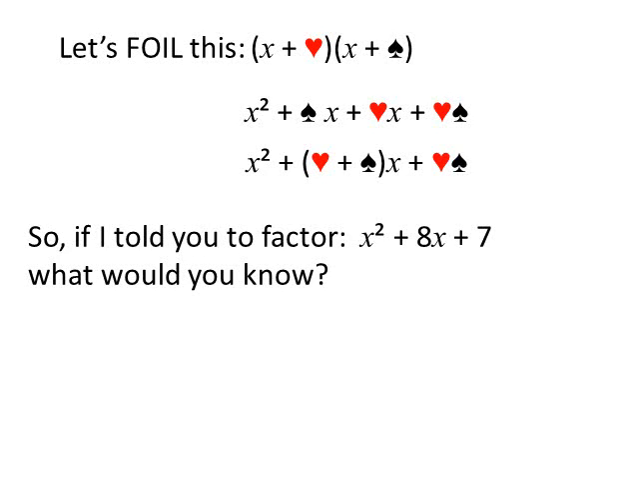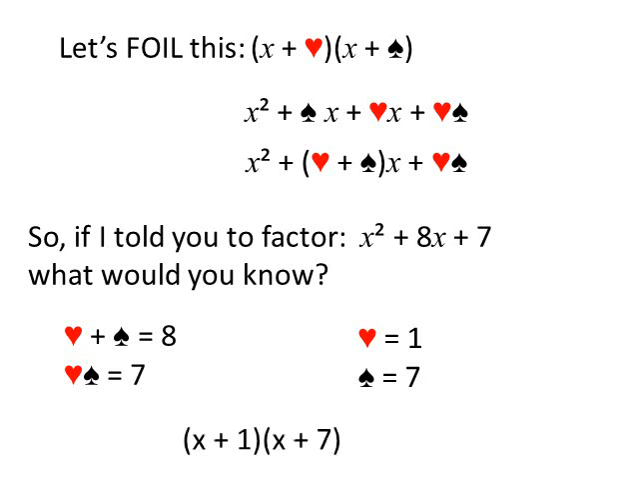So what I'm really looking for is two numbers. One where if I add them, the sum is 8, and one where if I multiply them, the product is 7. Now, if you think about it, there's only one set of numbers that works for it, and that's 1 and 7. So if I go back to the original, I know it has to look like that original problem, the x plus something times x plus something. In this case, I know those two things have to be 1 and 7. So the answer looks like this.